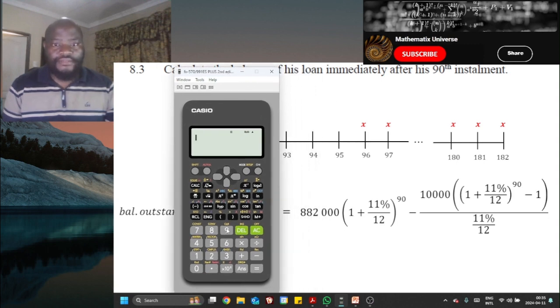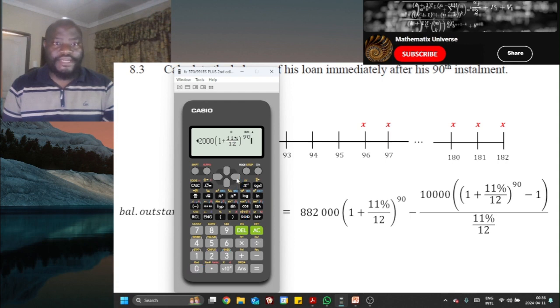Then we will have 882,000 multiplied by 1 plus our fraction of 11% divided by 12. All this raised to the 90.